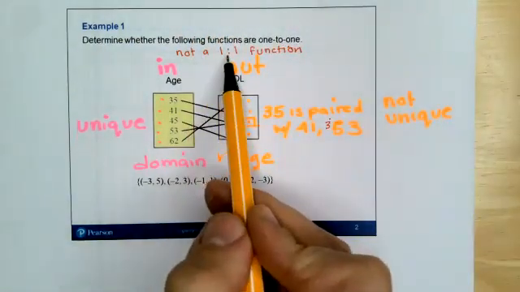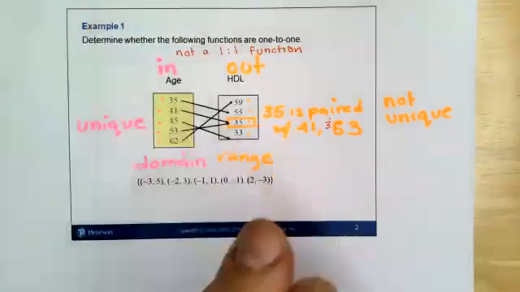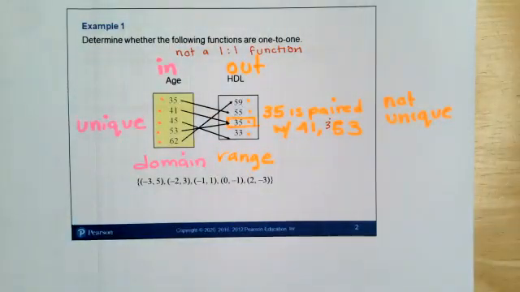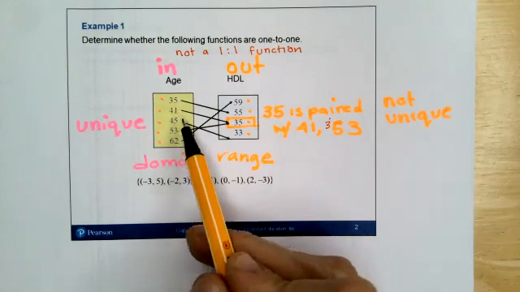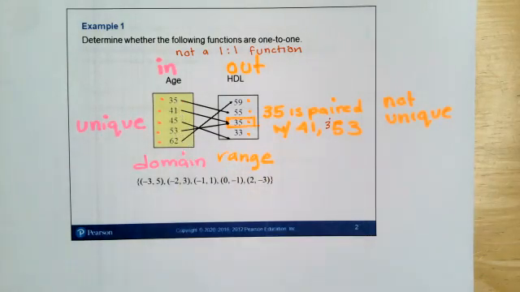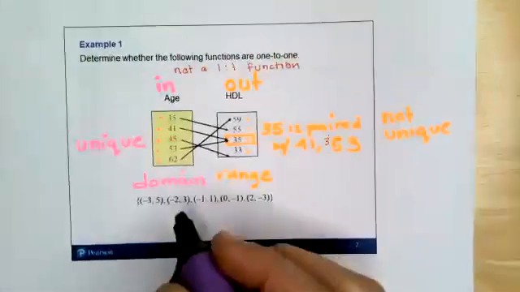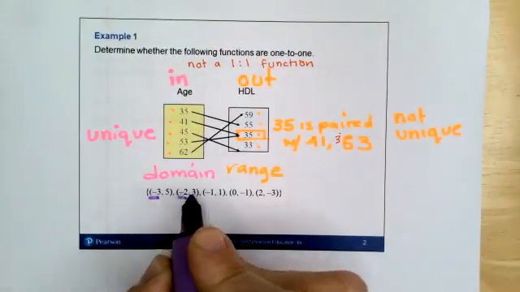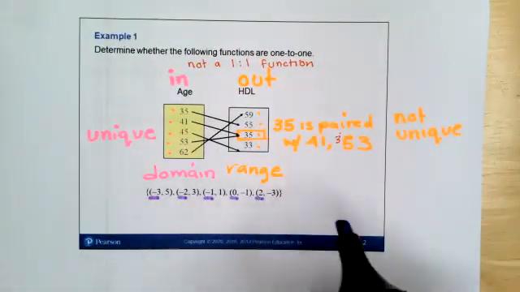So you write it 1:1 for this mapping. The mapping is not a 1-to-1 function because the 35 is paired with the 41 and paired with the 53. Good. All right, down here we have ordered pairs, completely separate. Okay, different thing. We have our domain as our x values.